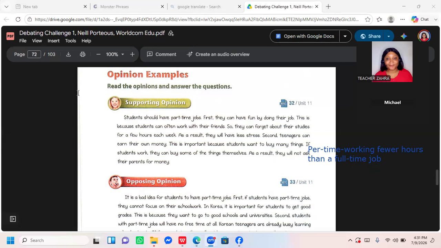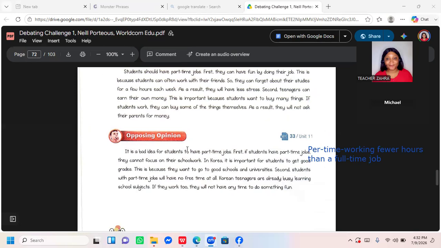Supporting opinion. Students should have a part-time job. First, they can have fun by doing their job. It is because students can often work with their friends, so they can forget about their studies for a few hours each week. As a result, they will have less stress. Second, teenagers can earn their own money. This is important because students want to buy many things. If students work, they can buy some of the things themselves.